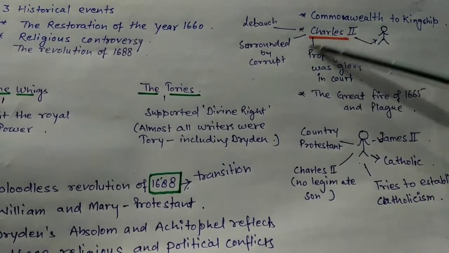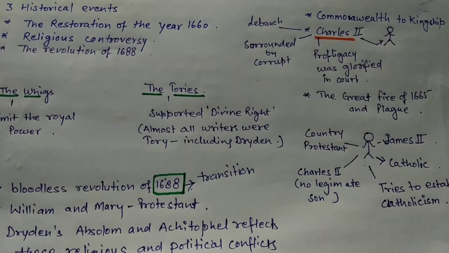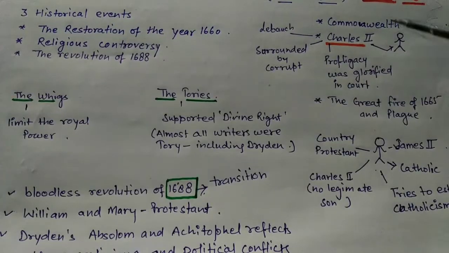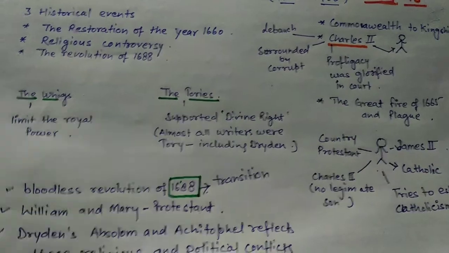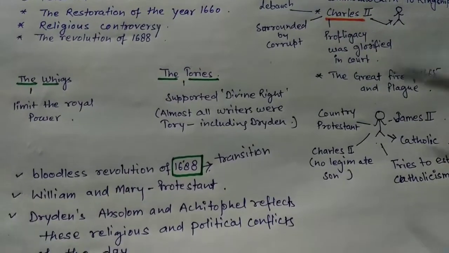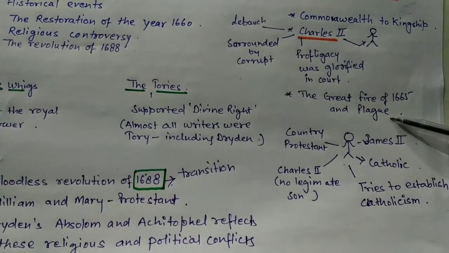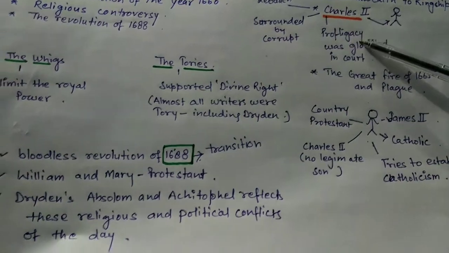आप देख सकते हैं कि अगर हम बोले कि चार्ल्स सेकेंड के जो टाइम में, and he was himself a bad person, okay. So that's why he was losing his command over his country. So later what happened, there was the great fire of 1665 and the great plague, but still they were enjoying, Charles II was enjoying.